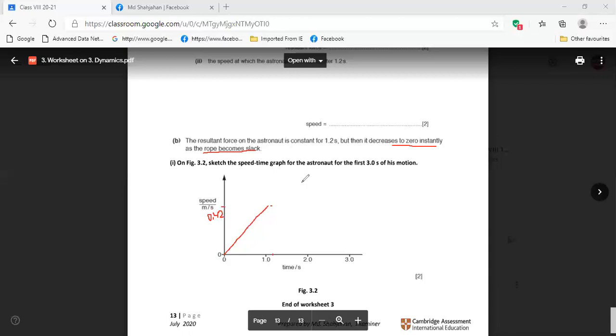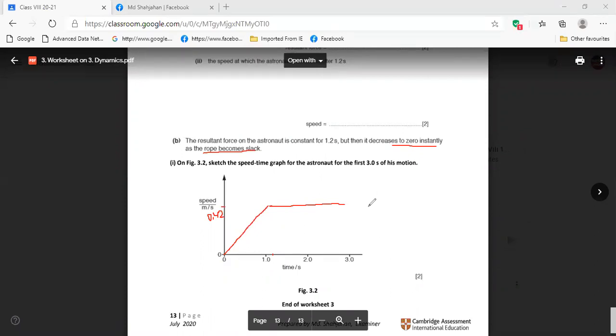So if it is in space, we are not having any external force working. So the speed it already has, it will go with that constant speed, right? In a straight line motion. So we are having here constant speed till 3 seconds, right? Continue it. Okay. Horizontal line parallel to time axis, it will go for 3 seconds. Is it clear? Yes, sir.